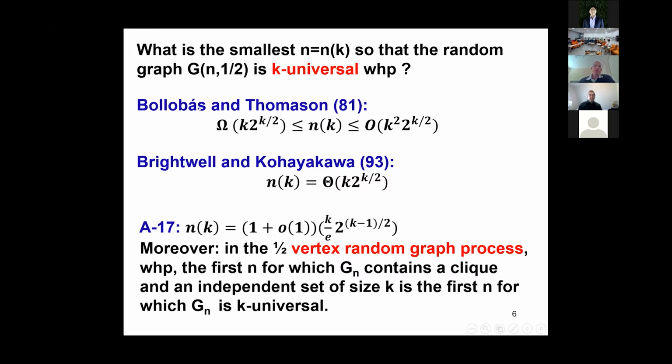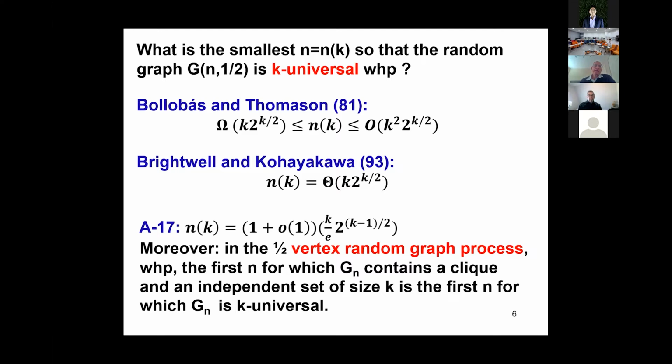So Bollobás and Thomason showed that this is between some constant times k 2^(k/2) and k^2 2^(k/2). And the nice thing is that they are not using any large deviation inequalities. This is still in the 80s. So they just use a second moment. It's always impressive when you can use second moment to get that something holds with exponentially high probability, or exponentially low probability of failure. This is, by the way, the case with the proof of Yehudayoff that Jeff mentioned in his lecture.